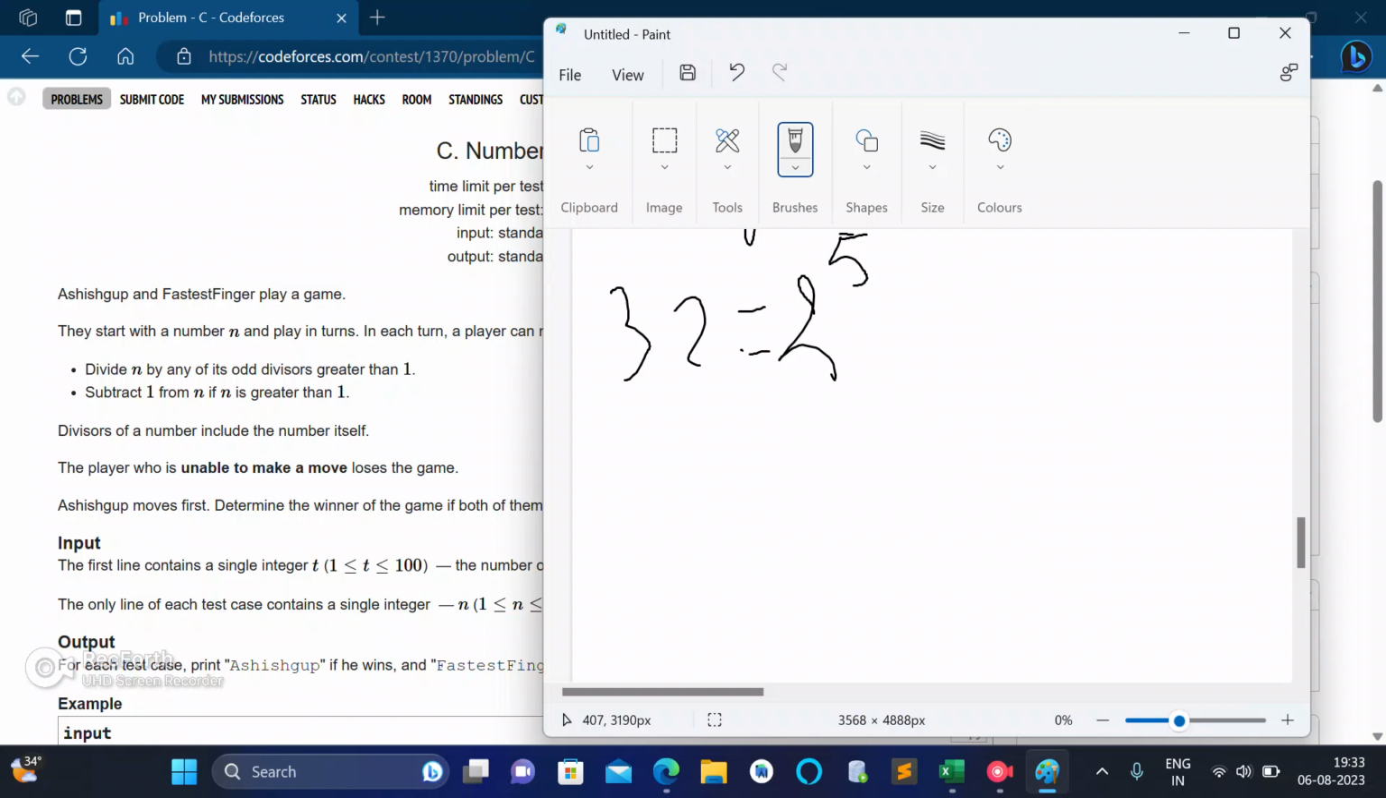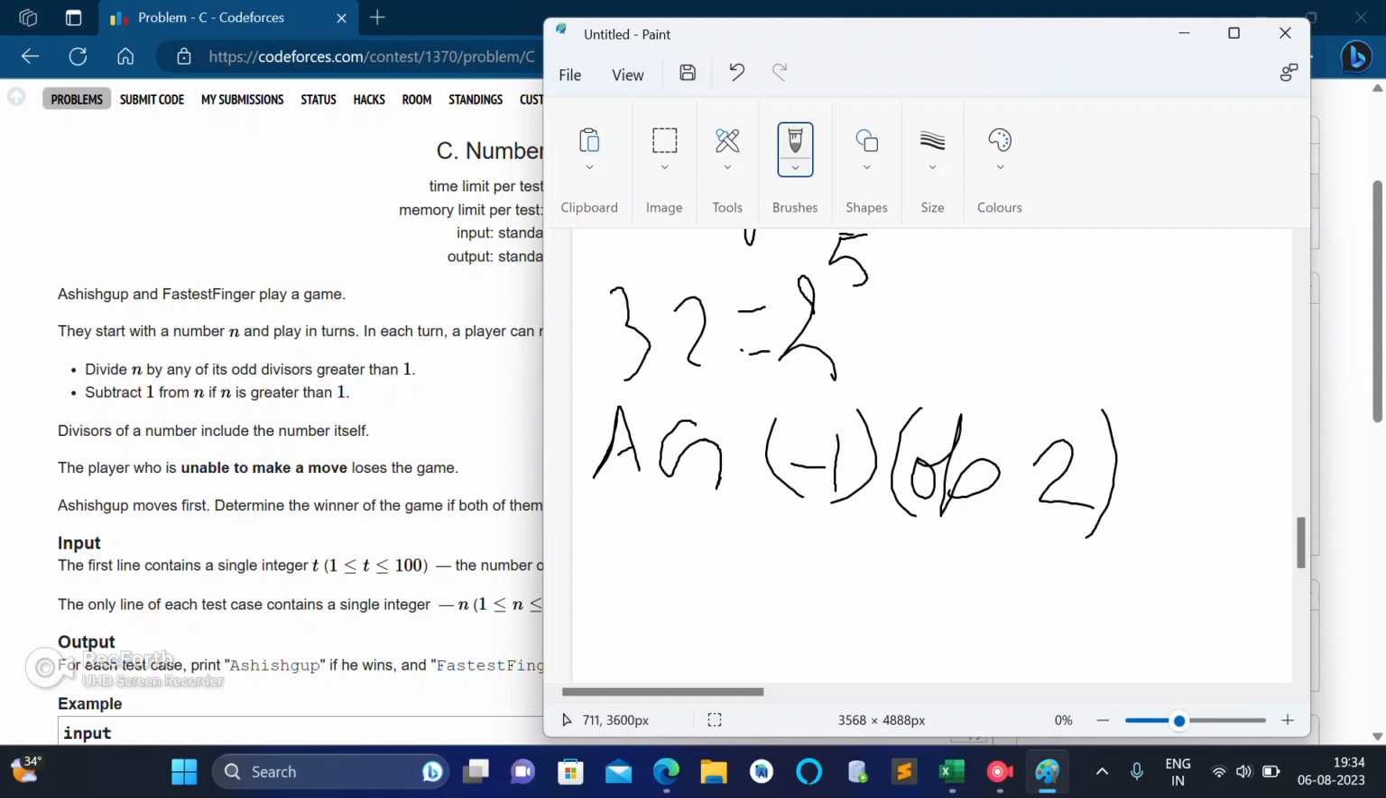So if it does not contain any odd divisor, it is very much sure that Ashish Gupta won't be able to apply the first operation. So he has to apply the second operation, that is, he has to subtract 1. That is operation number 2. As soon as Ashish Gupta subtracts 1, this even number becomes an odd number.